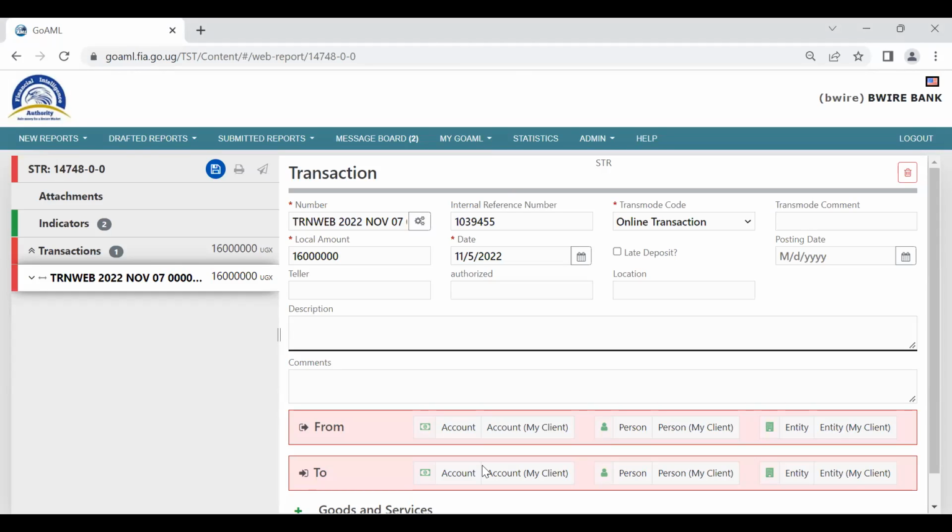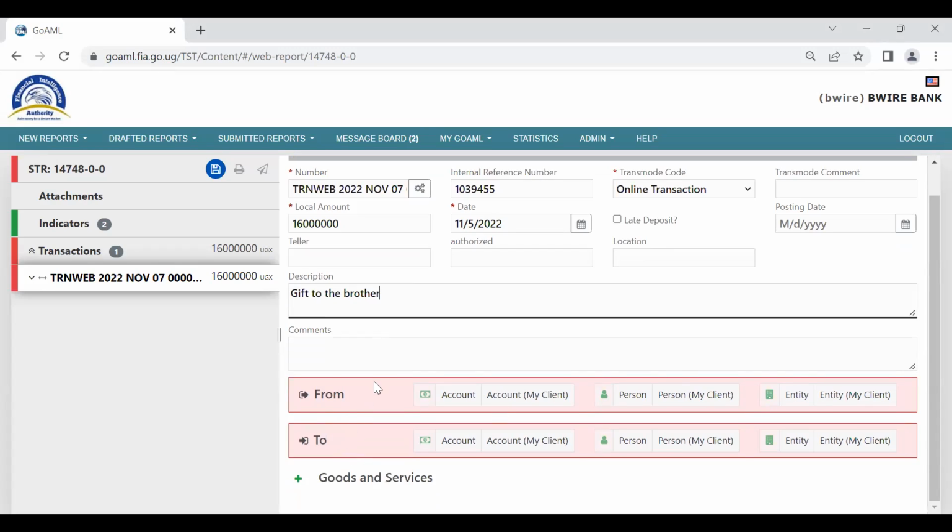Earlier someone said upkeep and business. Can someone give us another example? We have things like bills. Gift, yes. Gift, bills, things like that. All right, so I'll say gift to brother. Okay, thank you. So now from is the person who sent the money, to is the person receiving the money.